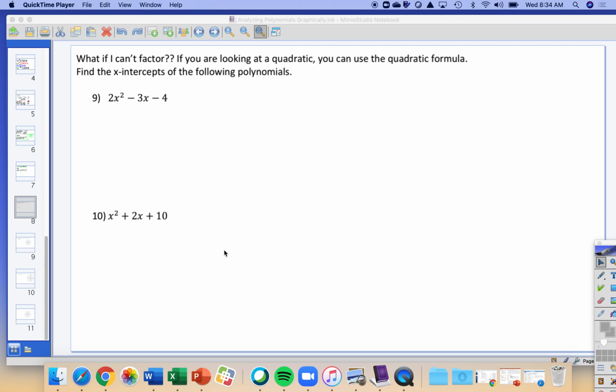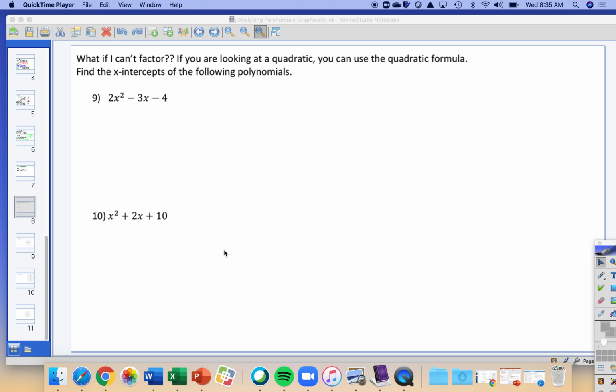Back to pre-calculus. In our last class, we were talking about analyzing polynomials algebraically, and we talked about how we could find end behavior, looking at the highest degree in the polynomial and the leading coefficient, whether it's positive or negative, and then we were trying to find zeros.